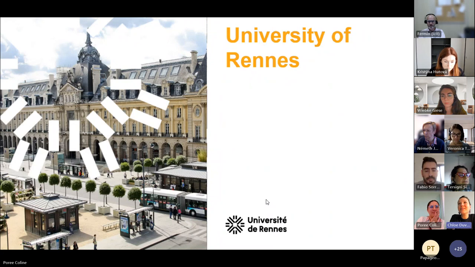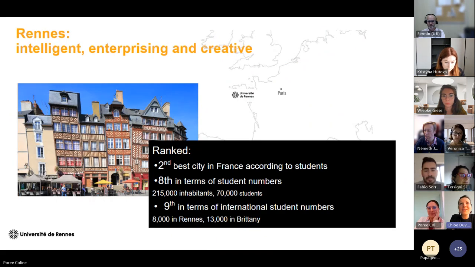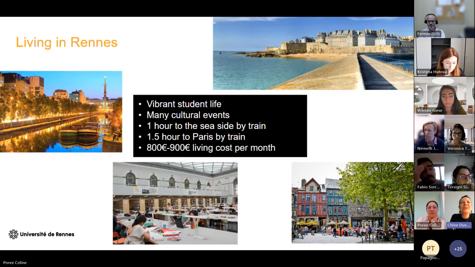So the University of Rennes is also situated in France. Rennes is the capital city of the region called Brittany, which is in the west part, and it's surrounded by the sea. So it's quite a nice environmental context, let's say, to study. The city of Rennes is very lively, full of students. About 60 or 70,000 students live in the city.